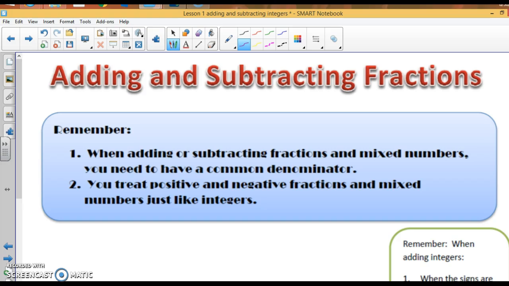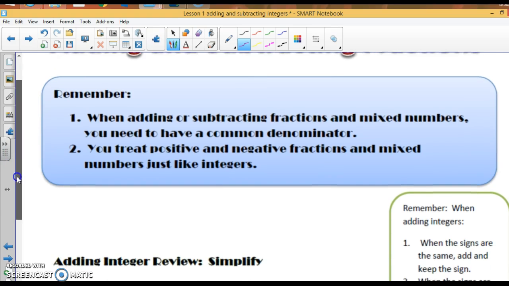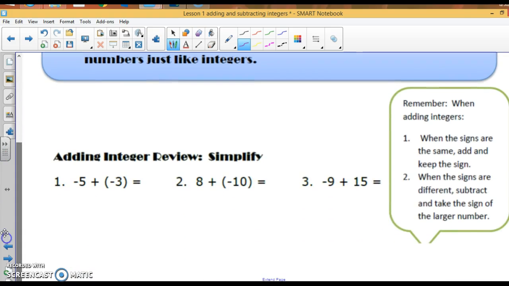I'm going to do a quick review of the basics, and then we're going to go on to some that are a little bit more complicated with positives and negatives. When you add or subtract, you need to have a common denominator, and with positive and negative fractions, you treat them just like integers. So, let's review.